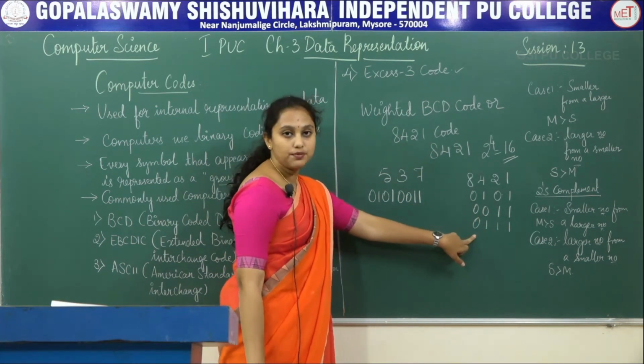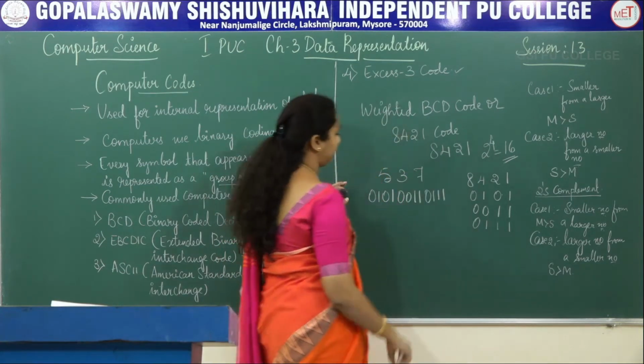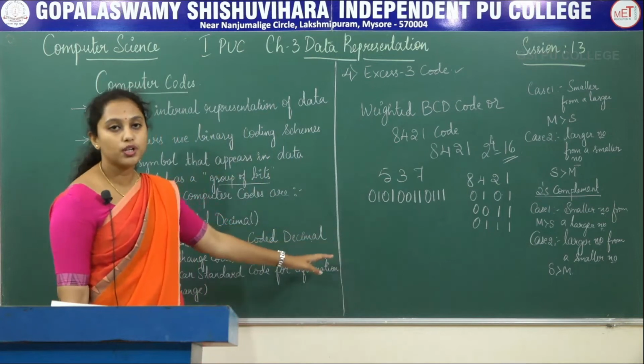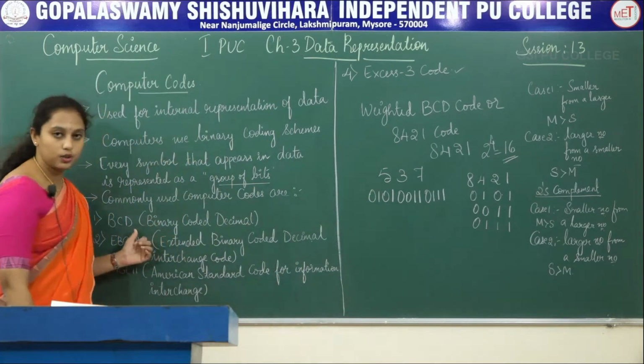In the place of 8, we have to put 0. So 0, 1, 1, 1. So this is how we are going to represent the numbers in BCD code.